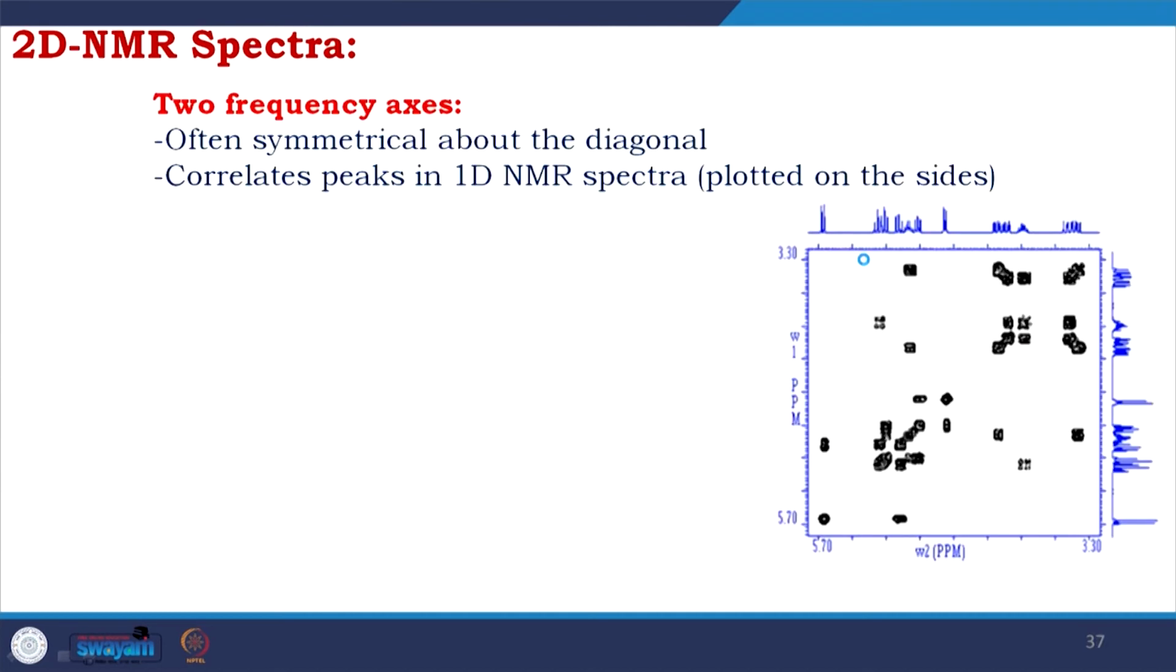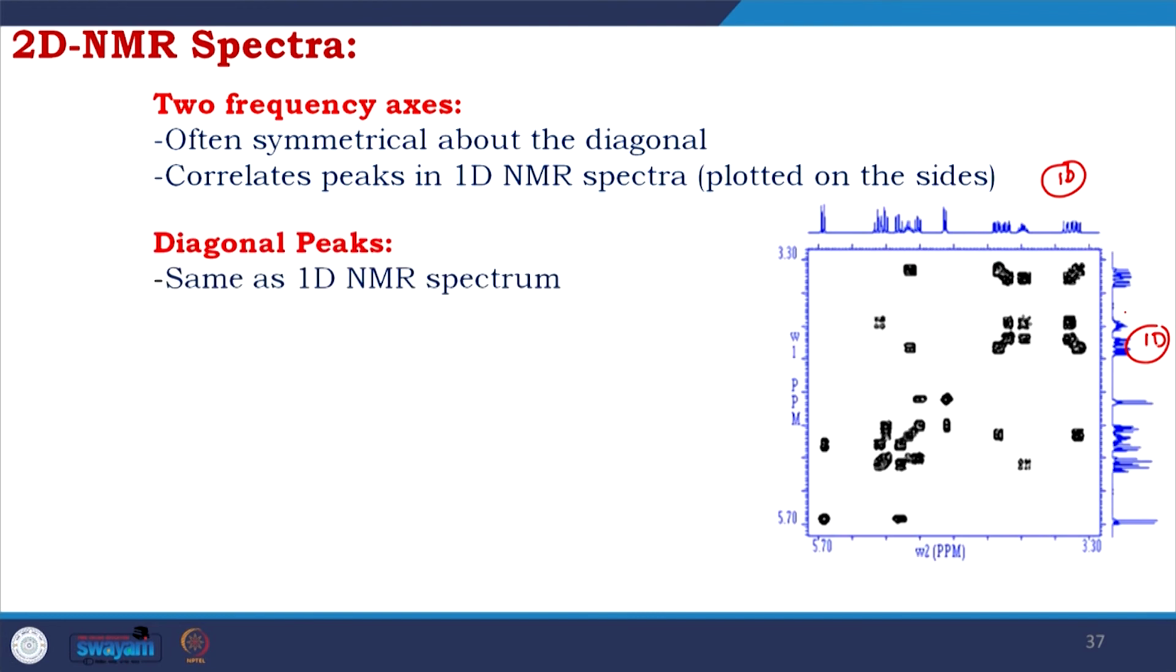So, in 2D NMR spectra we have two frequency axes, often symmetrical about the diagonal, that correlate peaks in the 1D NMR spectra plotted on the sides. If you see 1D on one side, 1D on another side, it means 2D.